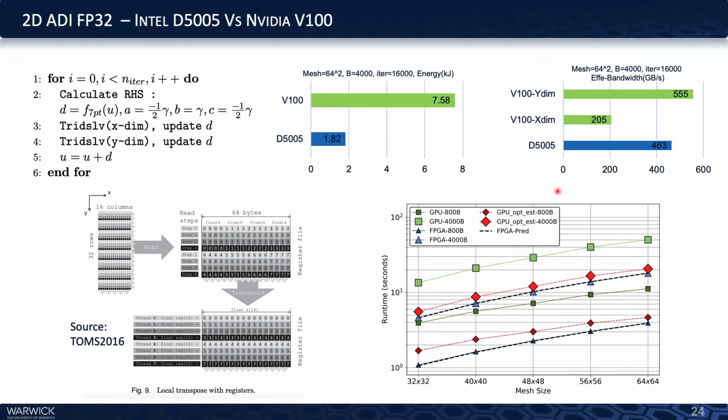When considering the bandwidth, the GPU X solve reaches a good bandwidth, but the Y solve performs poorly. This is due to the local transpose required in the GPU implementation, as in this figure. For more detail, refer to the work done by Andrew et al. But the FPGA achieves a good average bandwidth. When considering the energy consumption, the FPGA saves more than 76% of the energy spent on the GPU.